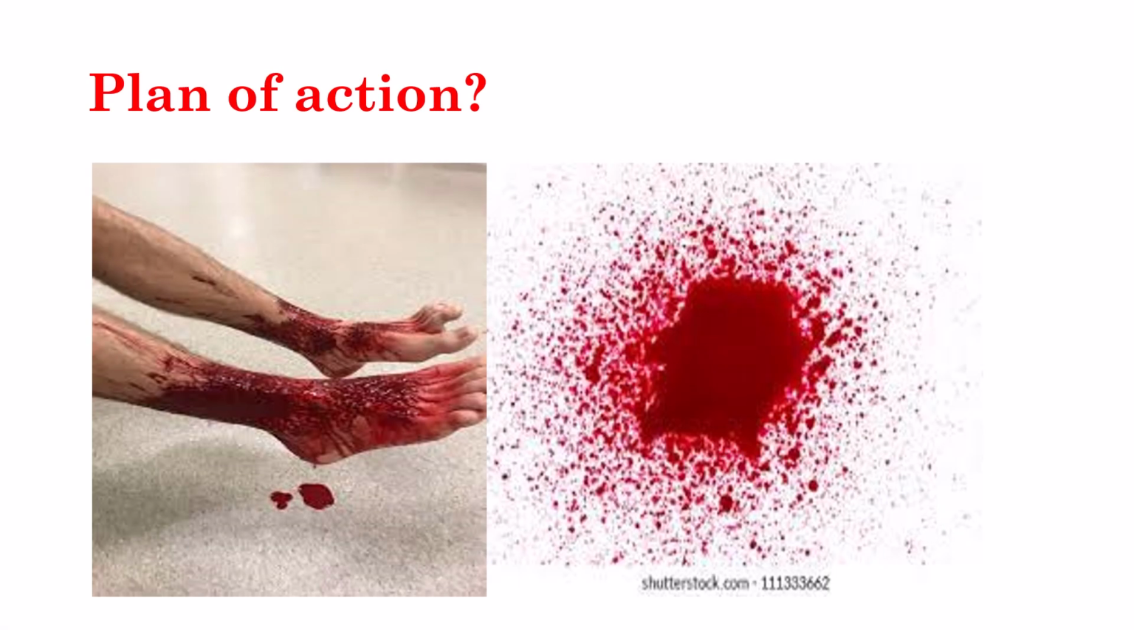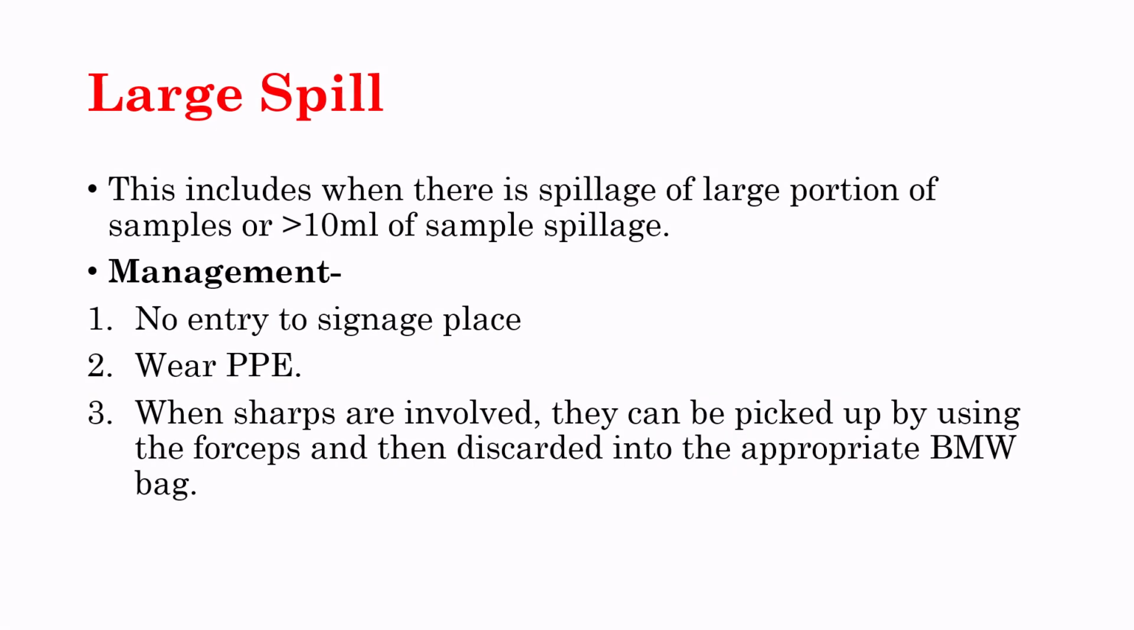Plan of action for large spillage. So large spill includes when there is spillage of a large portion of the sample or more than 10 ml of the sample. Management: no entry to the signage place. So we have to apply the signage board. Wear PPE. When sharps are involved, they can be picked up by using the forceps and then discarded into the appropriate BMW.